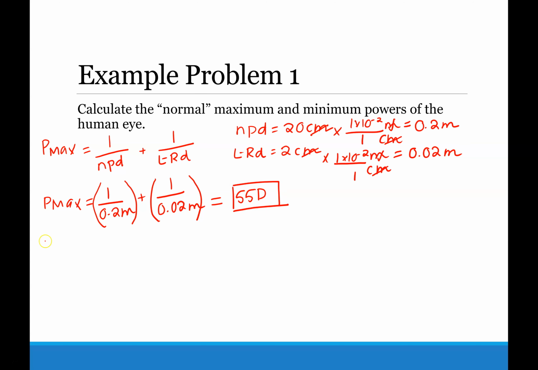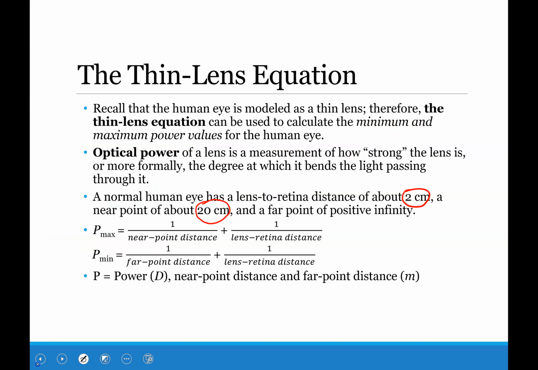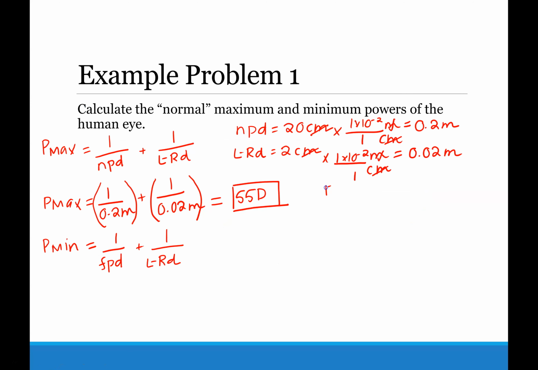Now we need to calculate P min. So the problem also asks us for the minimum power for the human eye. And the formula for P min is 1 divided by the far point distance plus 1 divided by the lens to retina distance. The assumption for far point is that it is positive infinity. So the far point distance is going to be positive infinity.